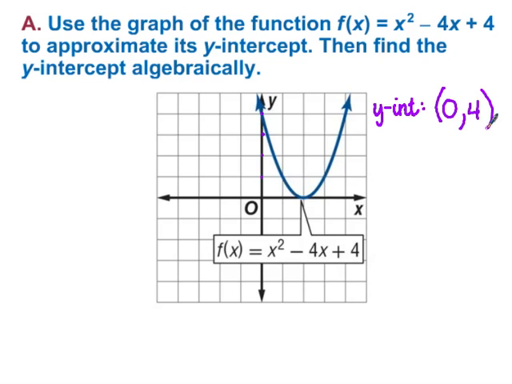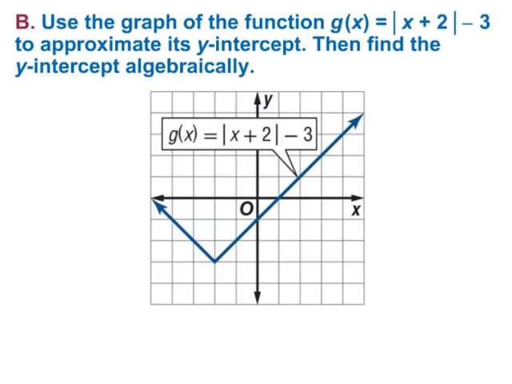So now it says find the y-intercept algebraically. All you're going to do is plug in 0 for x. So if I plug in 0, I end up getting 0, 0, and then what am I left with? 4. Checks. Boom. You're done. So you plug in 0 for x for every y-intercept. Let's look at this one.